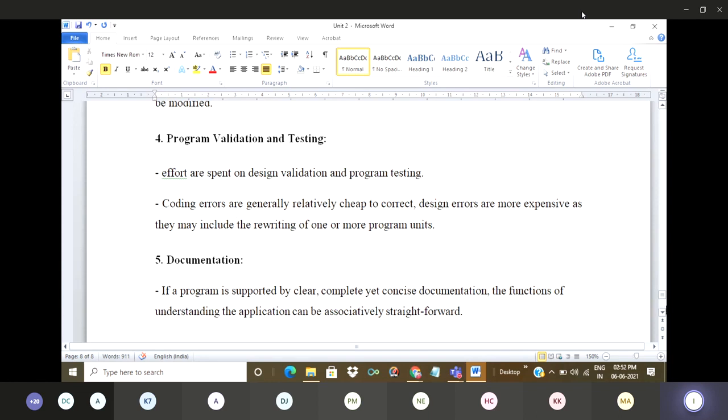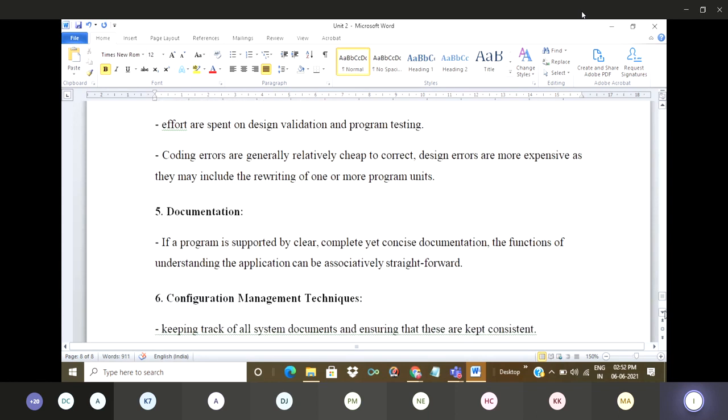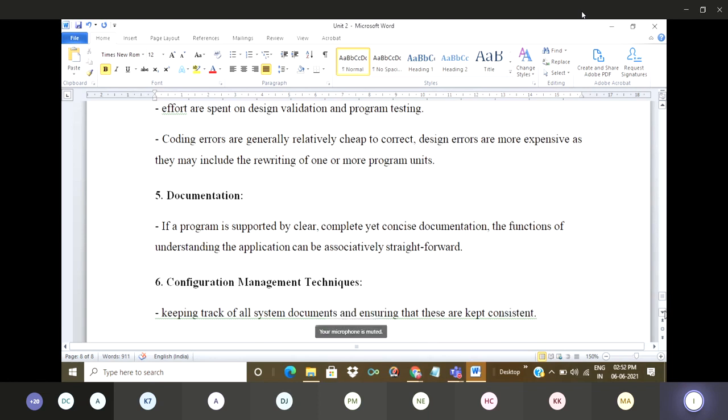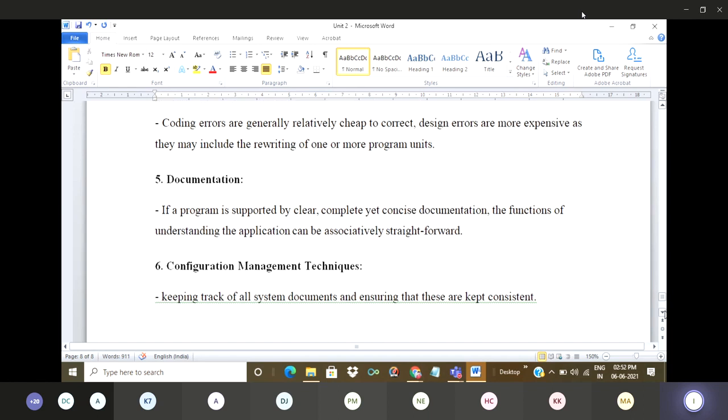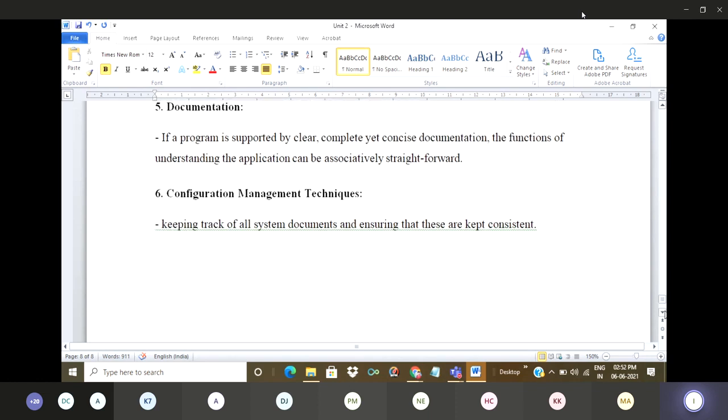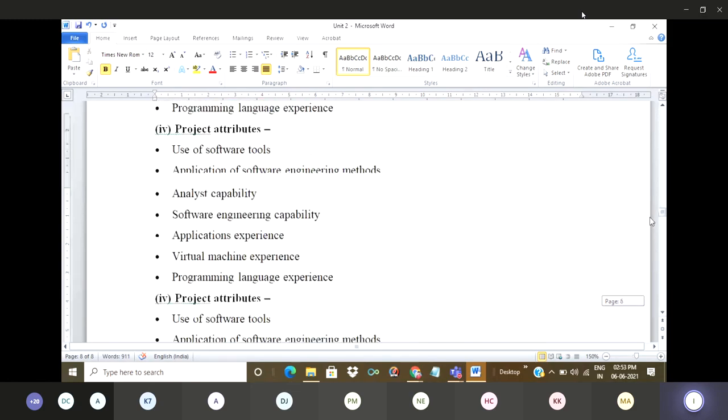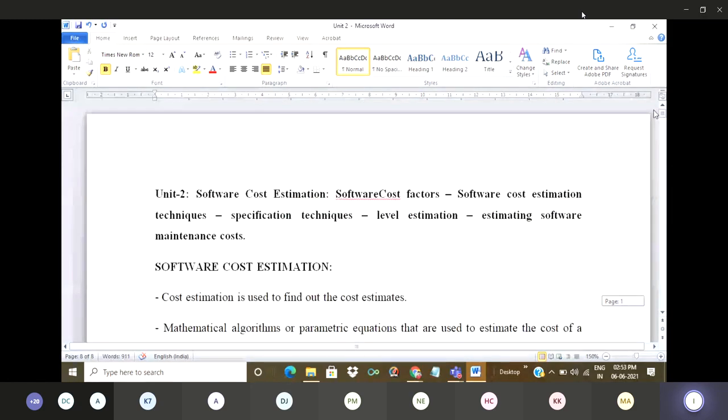Documentation, as we have already discussed, is an important unit of project planning. It requires that the program is supported by clear, complete, and concise documentation, so that the functions of the application can be understood straightforwardly. Then the configuration management technique is used to keep track of all system documents, ensuring that these are kept consistent. These concepts come under software cost estimation technique.